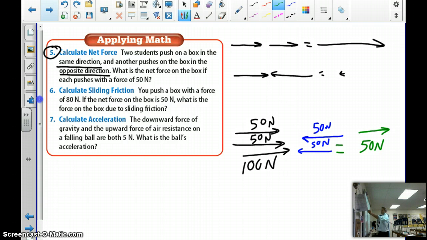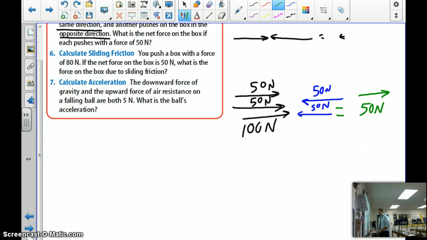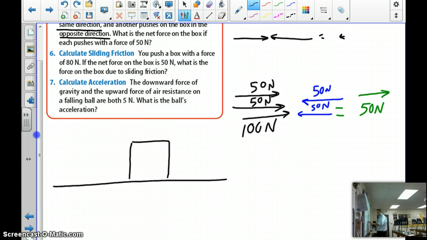In problem number 6, calculate sliding friction. It says you push a box with a force of 80 newtons. I always like to draw pictures for these. It makes no difference that I am not an artist. Just pretend. It says that you're pushing with a force of 80 newtons. It says that the net force on the box is 50 newtons. So that is the result.